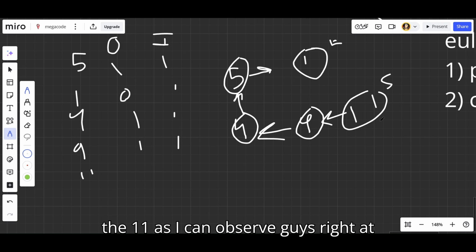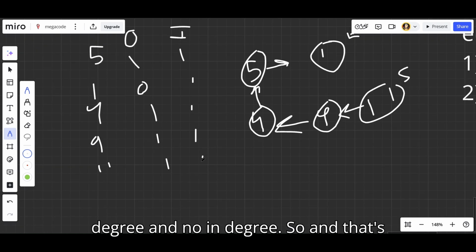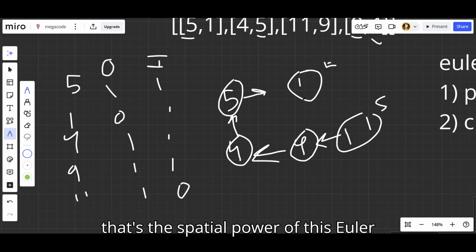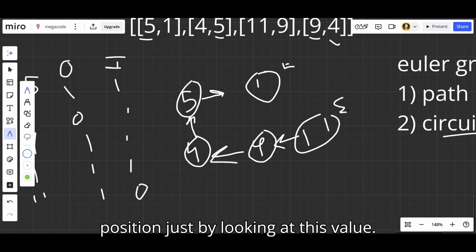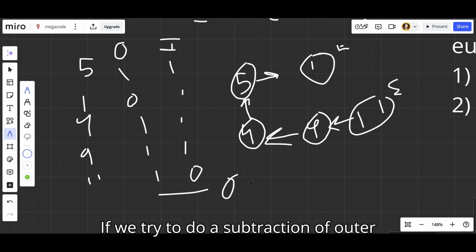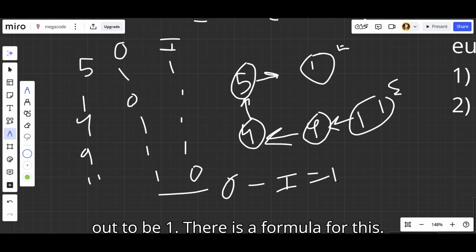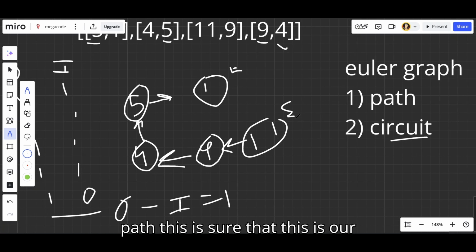Then in the 11, as I can observe, guys, right at this place, the 11 has only 1 out degree and no in degree. And that's the special power of this Euler graph. We get to know what the starting position is just by looking at this value. If we subtract inner degree from outer degree, and the value comes out to be 1, there is a formula for this. If it comes out to be 1, then in an Euler path, it is sure that this is our starting position.